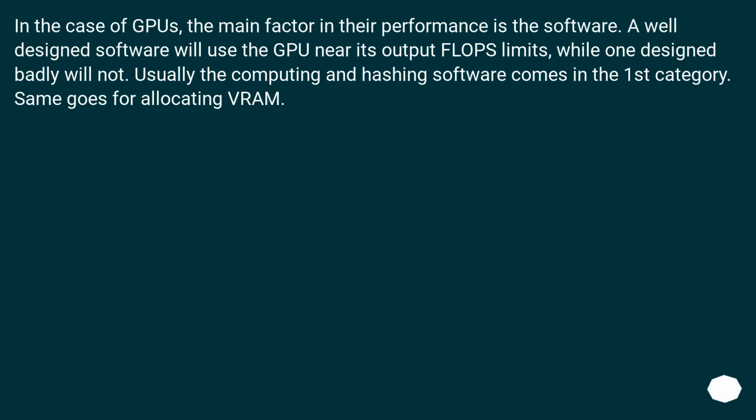In the case of GPUs, the main factor in their performance is the software. A well-designed software will use the GPU near its output flops limits, while one designed badly will not. Usually the computing and hashing software comes in the first category. Same goes for allocating VRAM.